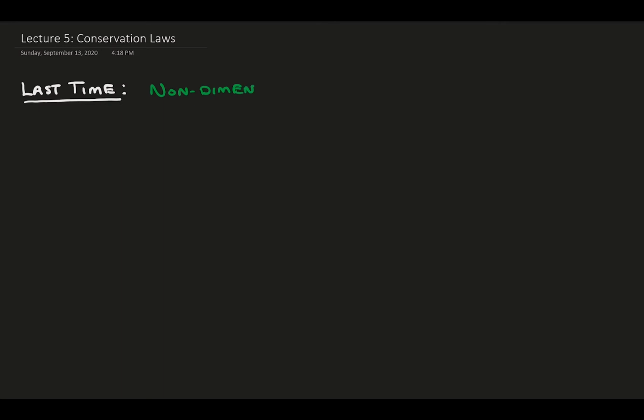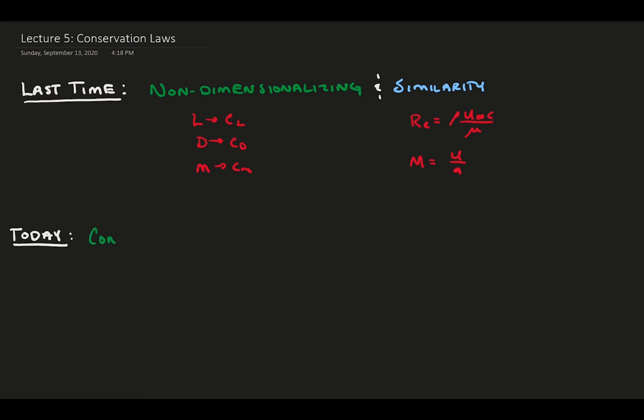Last time, we covered non-dimensionalization, our strategy for considering dimensional quantities relative to important flow parameters. Also, we covered similarity. When scaling a problem, there are non-dimensional numbers you need to keep constant in order to ensure your two scales are comparable. Today, we will be going over conservation laws.